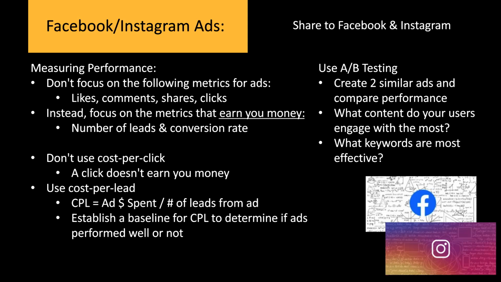You can also use A/B testing to find what content the users are engaging with most, and also finding differences in keywords. So maybe users are interacting with this post because it uses a certain keyword that another post doesn't. A/B testing is very good for comparing 2 very similar things.